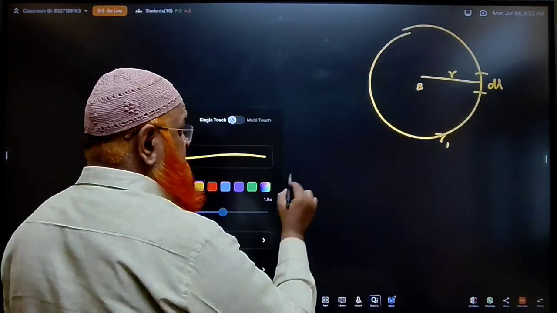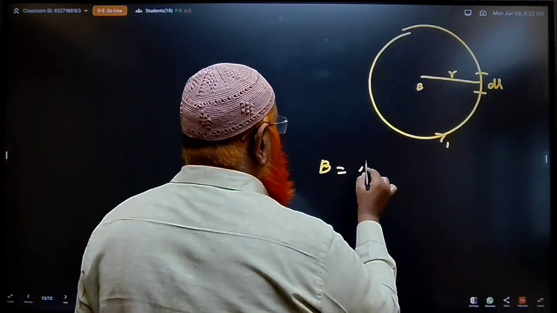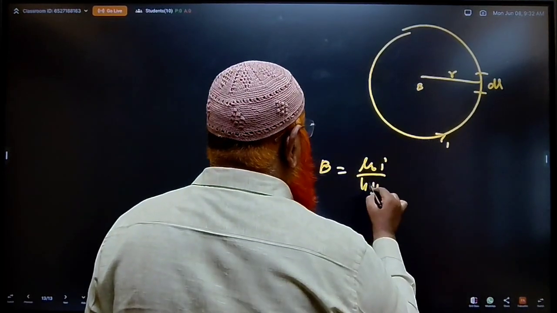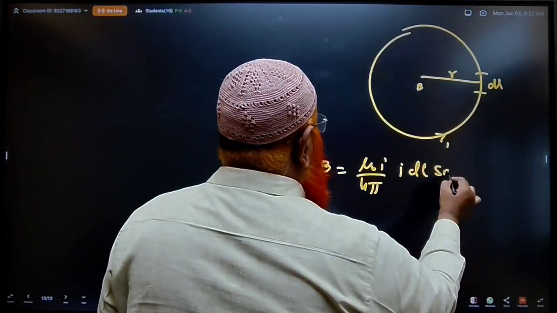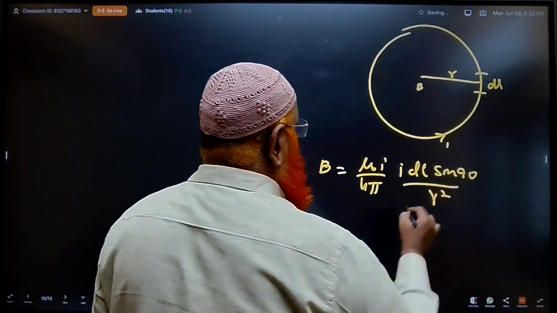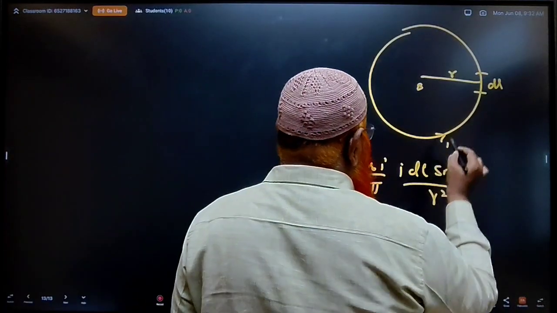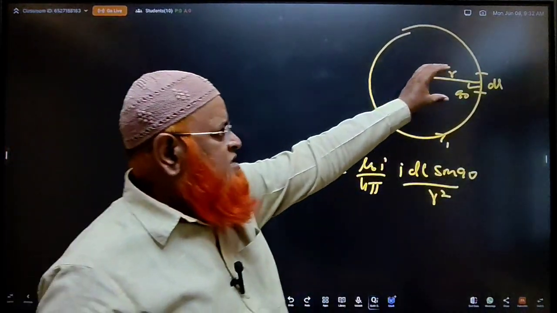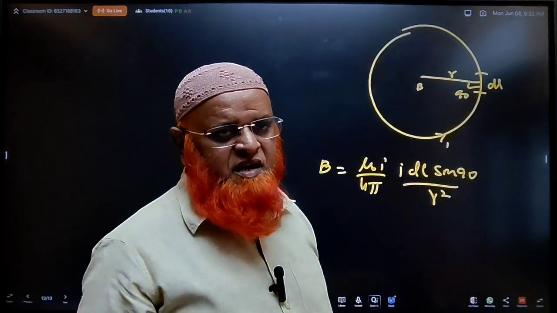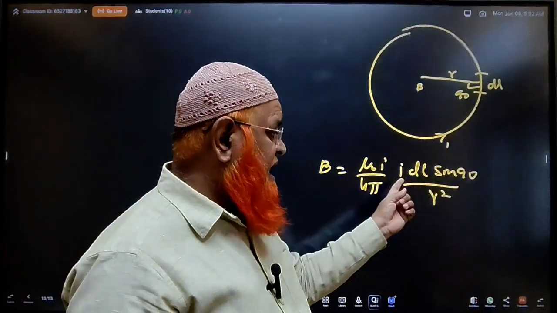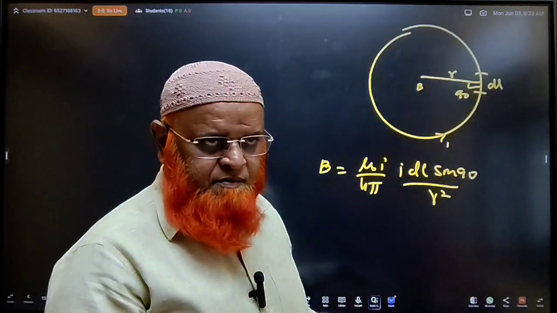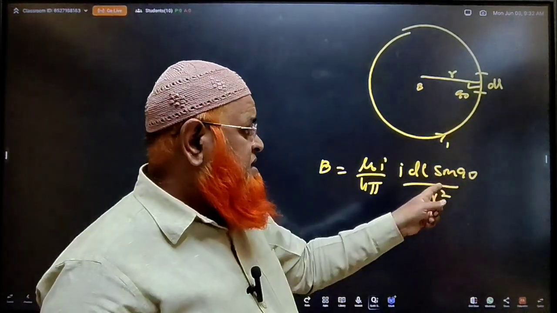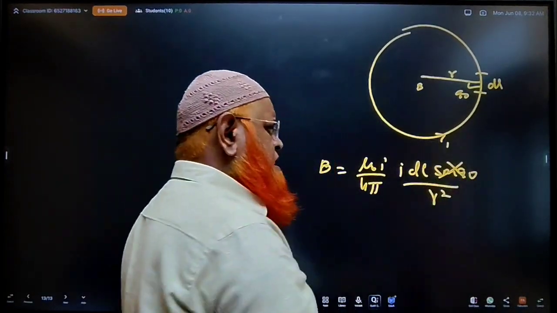So once I apply the Biot-Savart law, B is equal to mu naught I by 4 pi, I dl sin 90 by r square. Why? Because here it is making 90 degrees. This smallest part is making 90 degrees with the radius. See, that is called the Biot-Savart law: mu naught by 4 pi, I dl sin theta by r square. Theta is 90, and sin 90 means it is going to be 1 now.